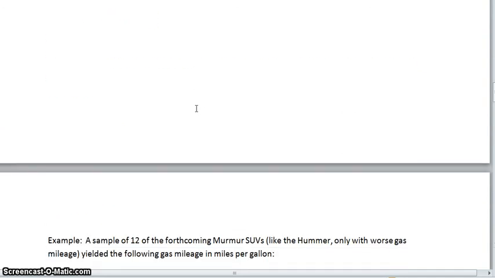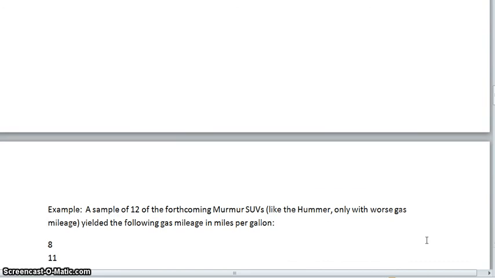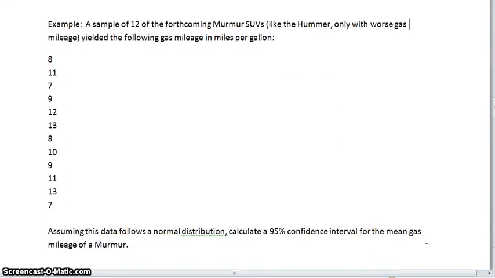There might be some problems like this one where you would be given raw data. So this is another example from an old test that I gave. So we have a sample of 12 SUVs that have the following gas mileage in miles per gallon. And here we don't know that the data follows a normal distribution. We don't see a histogram or anything, but you're told, so that's fine.